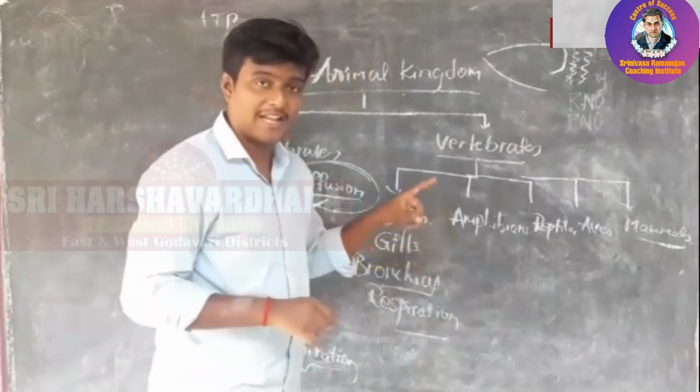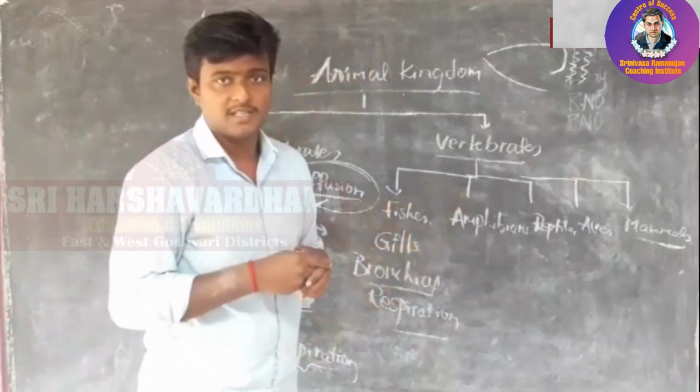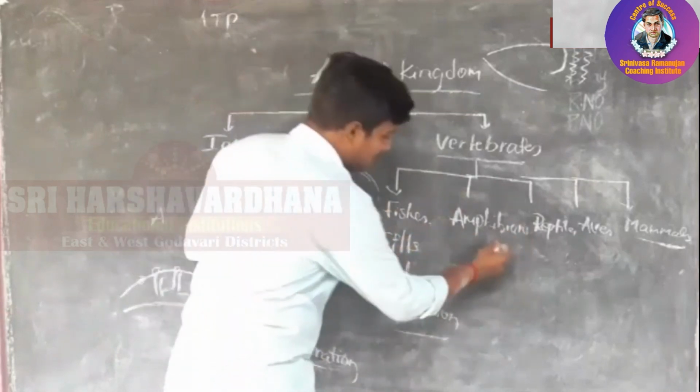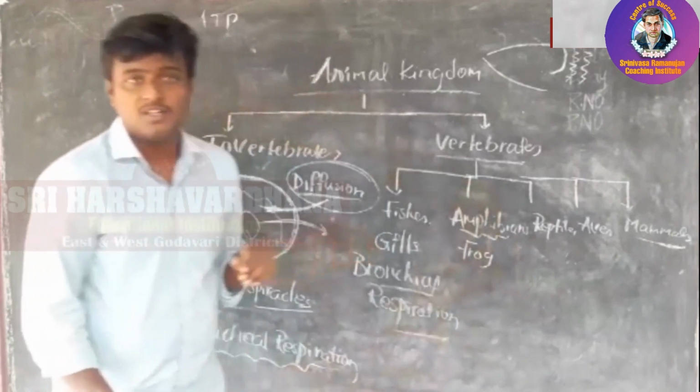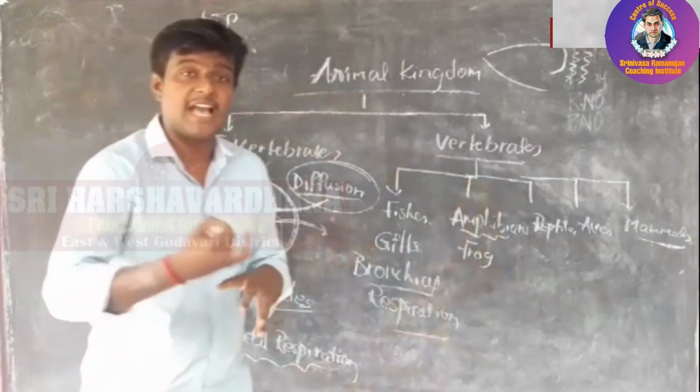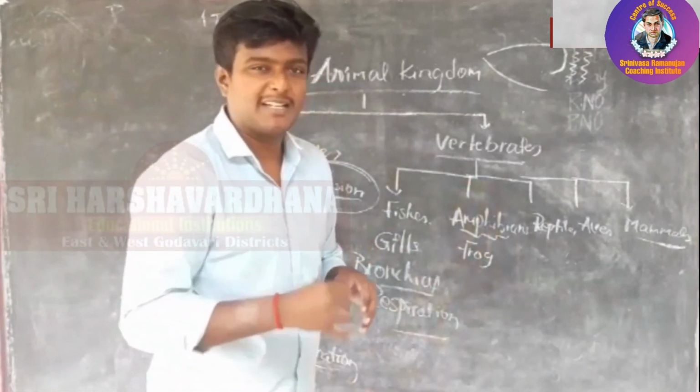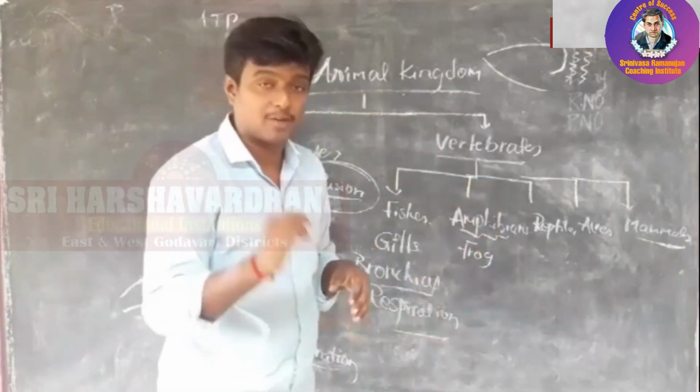For example, crocodiles, and even a simple example for this is the frog. We can see the frog also. So if you take the frogs, I mean the amphibians, how do they respire? Here it is a little bit confusing, but no problem.